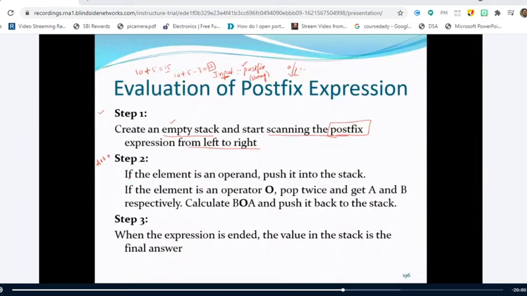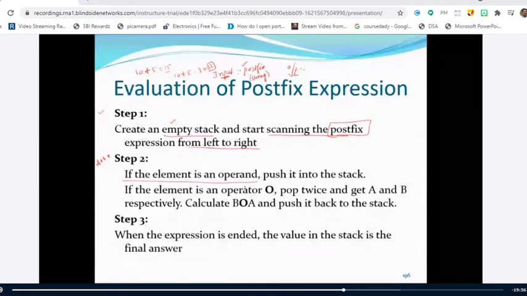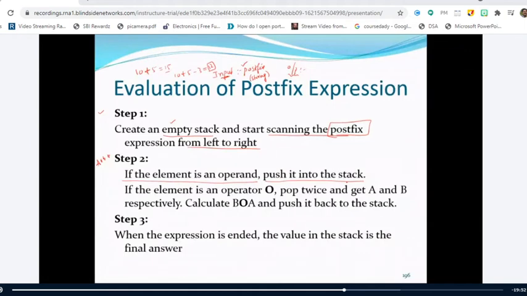So if the token you have read is an operand, what do you have to do? You have to push it onto the stack. This is very important. When it is an operand, you have to push it onto the stack. This is 2.1 and this is 2.2.